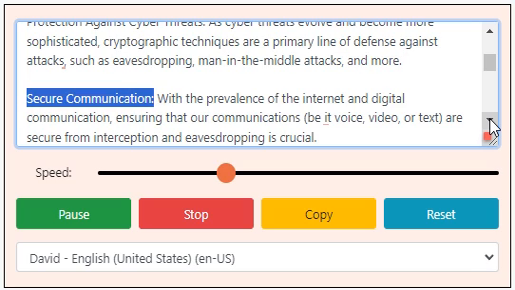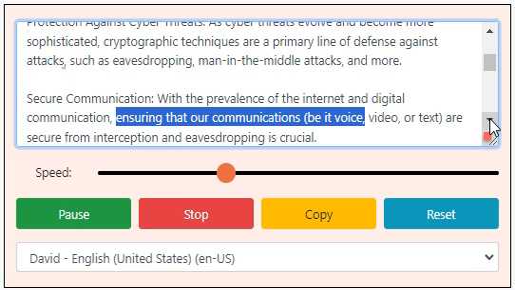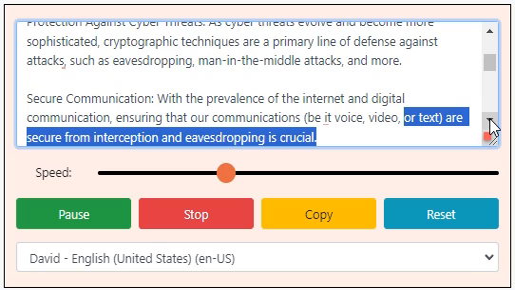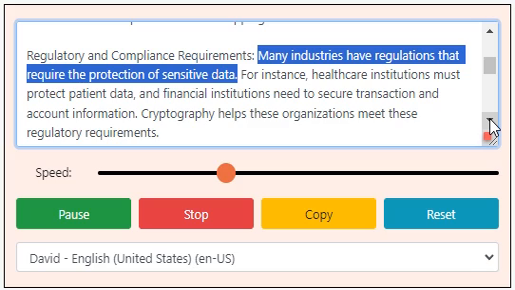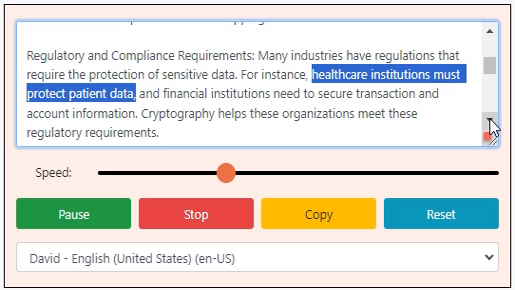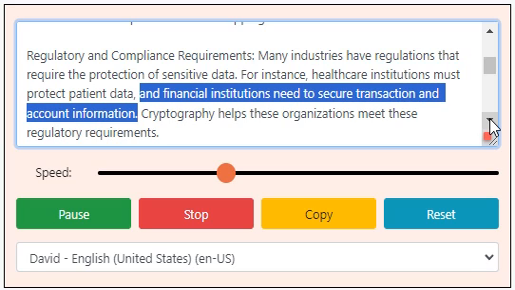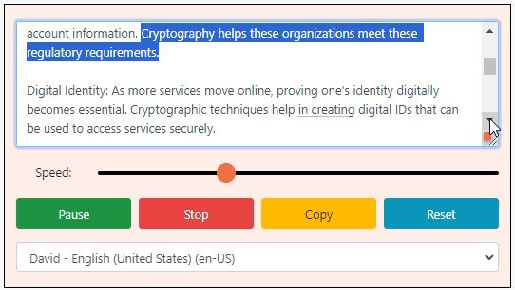Secure communication. With the prevalence of the internet and digital communication, ensuring that our communications, be it voice, video, or text, are secure from interception and eavesdropping is crucial. Regulatory and compliance requirements. Many industries have regulations that require the protection of sensitive data. For instance, healthcare institutions must protect patient data, and financial institutions need to secure transaction and account information. Cryptography helps these organizations meet these regulatory requirements.